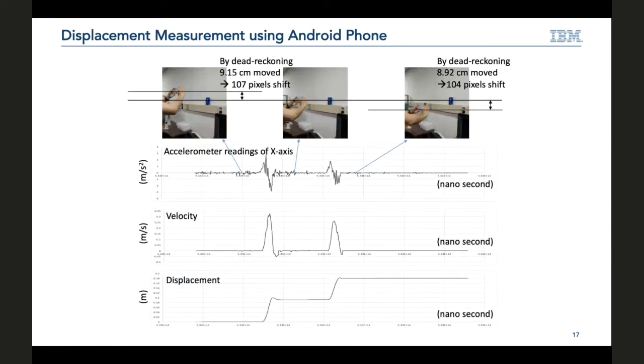This shows how accurate it can be when computing the displacement using the accelerometer. According to our measurements, it is very accurate, and reliable enough to be used in deep learning inference to cache the last inference result. The next page.